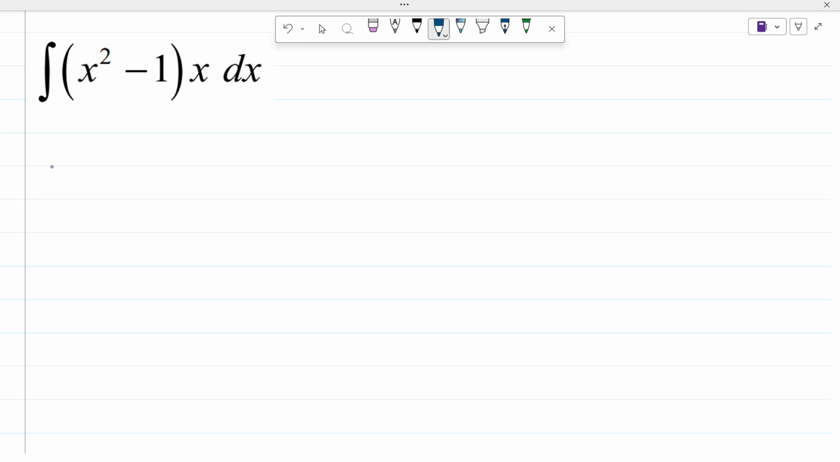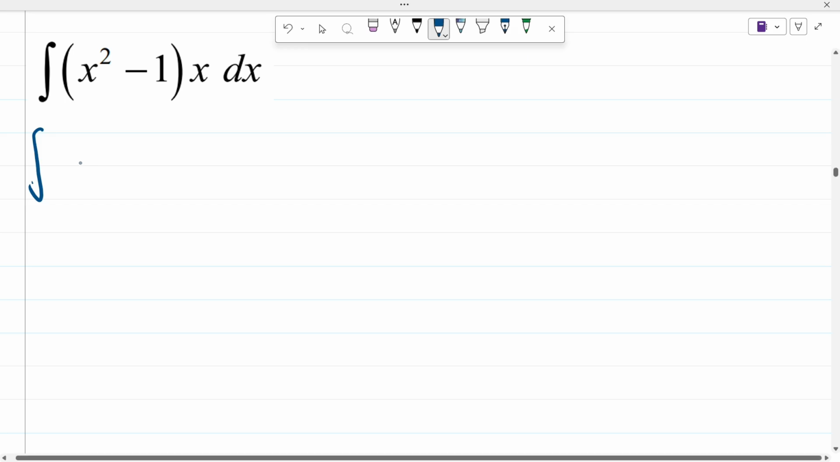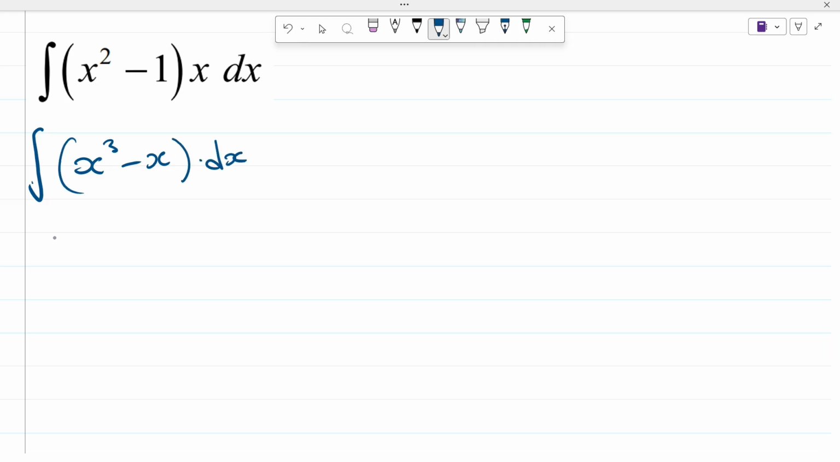We have been applying the general power rule for quite a long time now. Maybe we might even forget how to simplify. So let's just simplify for the sake of this question. So this is what? x cubed minus x. So this is going to be x cubed minus x, then dx. Now we are able to integrate.